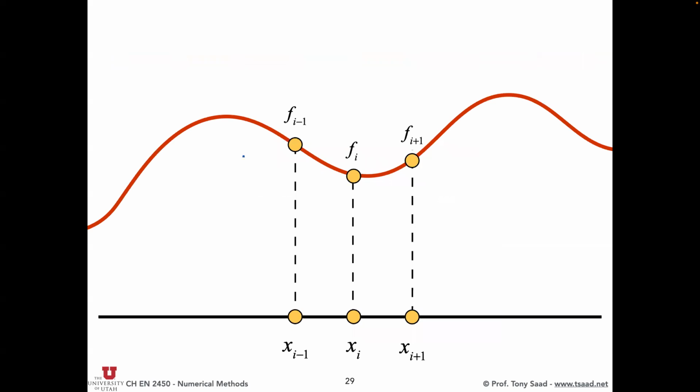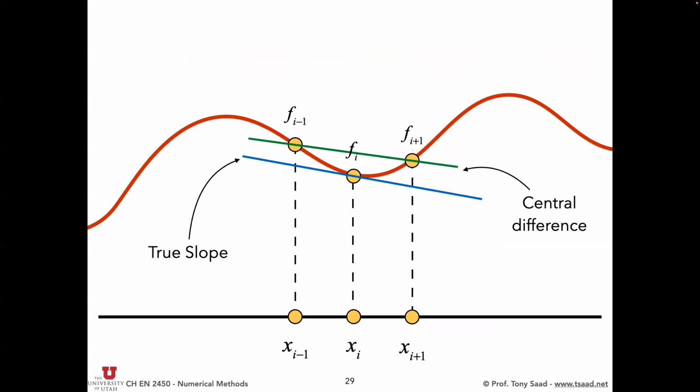Visually, if this is your true slope, this is your central difference slope. Check this out. Central difference slope. Of course, because it's a higher accuracy method, it works particularly well in these situations.